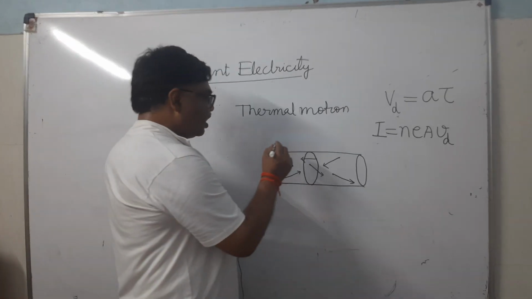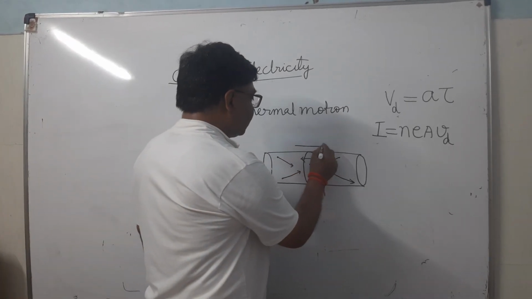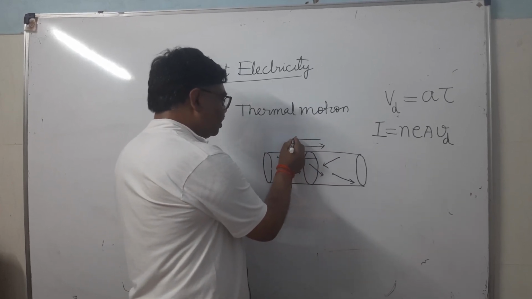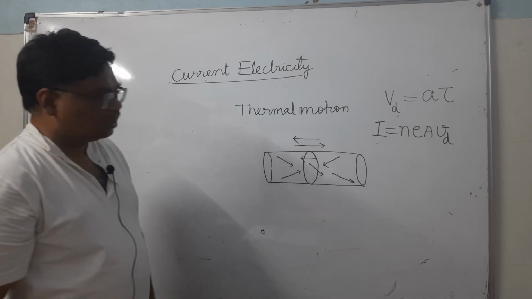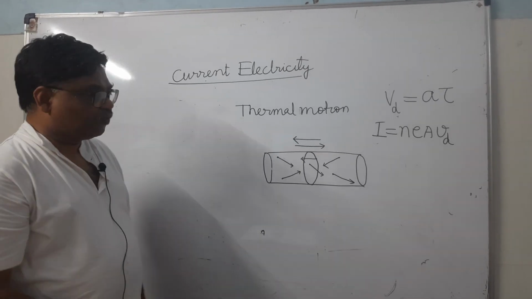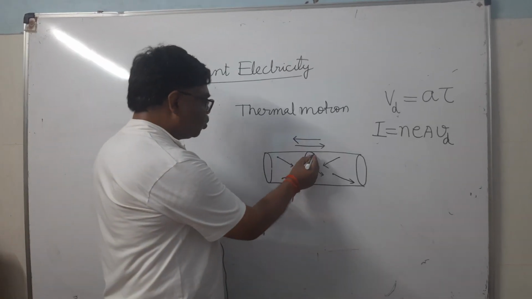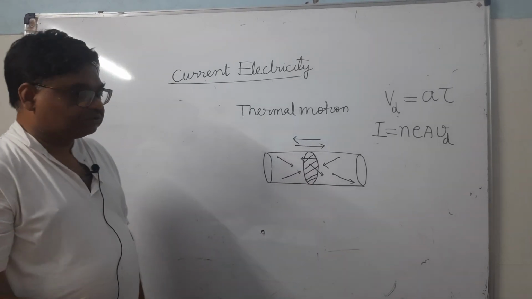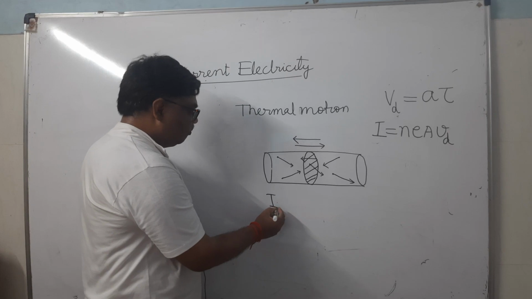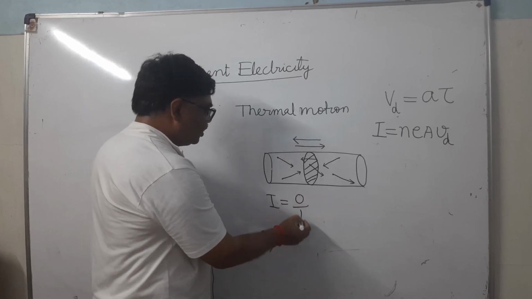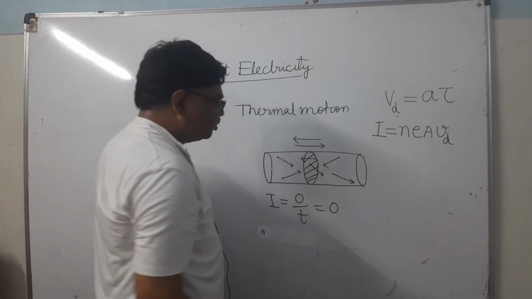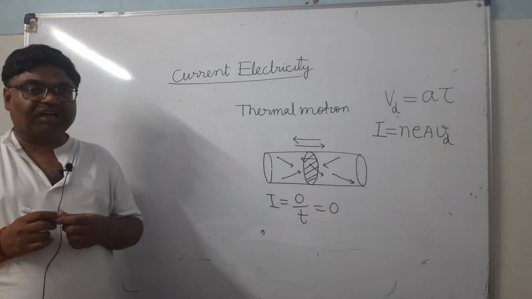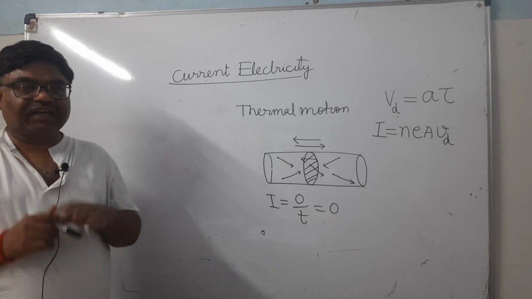मतलब क्या है? अगर 1 मिनट में 100 इलेक्ट्रॉन्स इधर से इधर जा रहे हैं, then in the same 1 मिनट 100 इलेक्ट्रॉन्स will move in the opposite direction. Therefore the net flow of charge through this cross section will be 0, and when net flow of charge will be 0, current will become 0. 0 upon t, that is equal to 0. It is clear? Means thermal motion is not constituting any electric current.